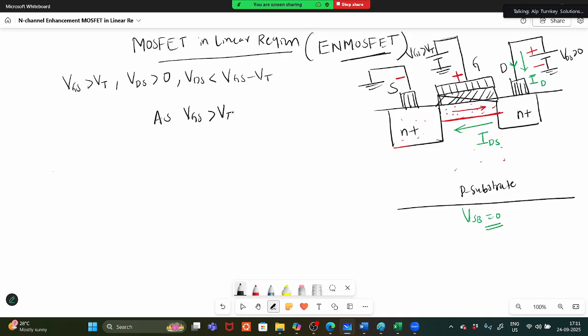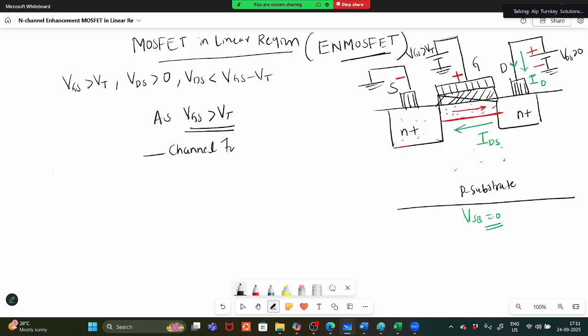Last class we already saw the strong inversion layer. The threshold voltage is the minimum gate to source voltage to form a strong inversion layer. In the strong inversion layer, the number of electrons at the surface of the substrate is equal to the number of holes in the p-type substrate. That is nothing but what we call the channel, or the strong inversion layer. So when VGS is greater than VT, the channel will form.